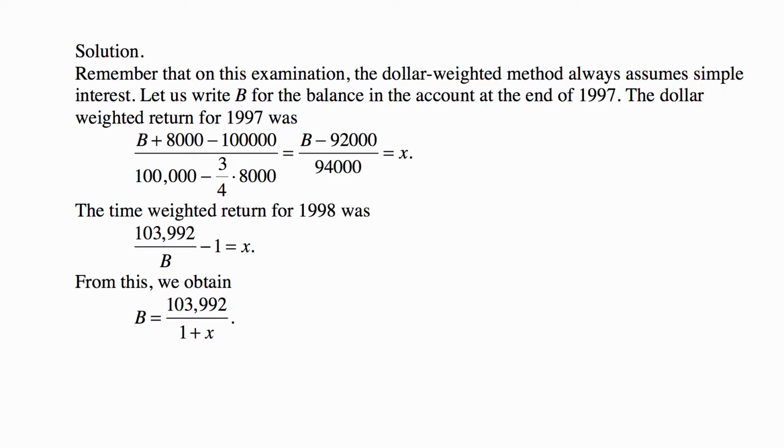The time-weighted return for 1998 was, well, the account started with B at the beginning of the year, and it ended up with 103,992. The ratio of the two is 1 plus the time-weighted rate of return for that year, or 103,992 over B minus 1 is equal to the time-weighted rate of return, so that we get from this that B is equal to 103,992 over 1 plus X.